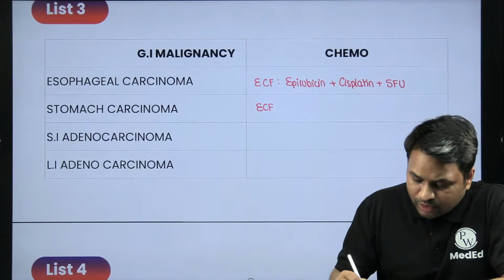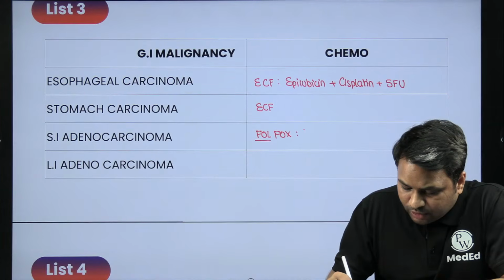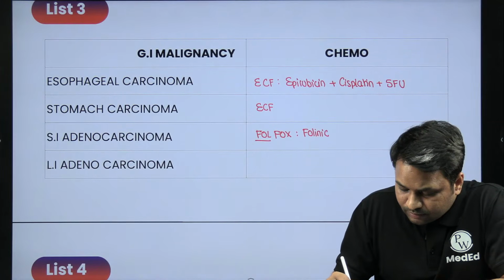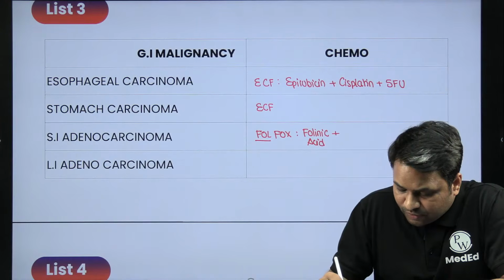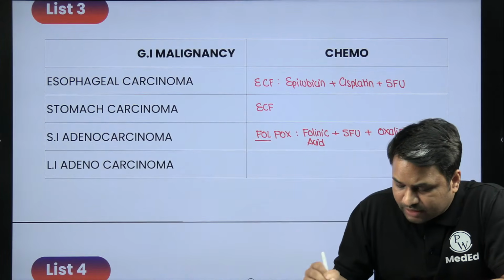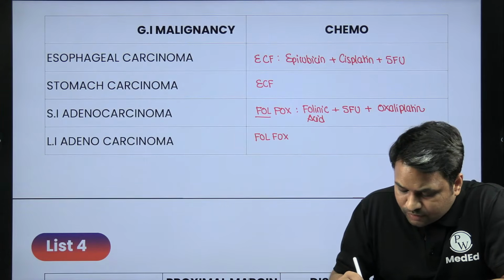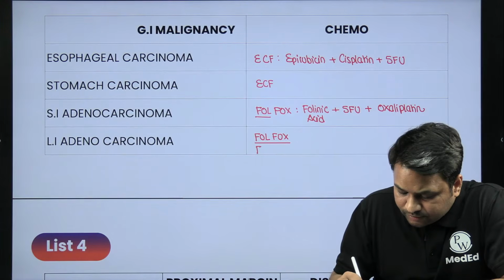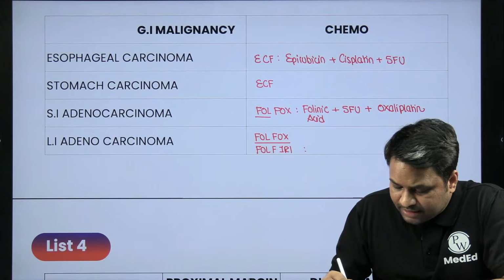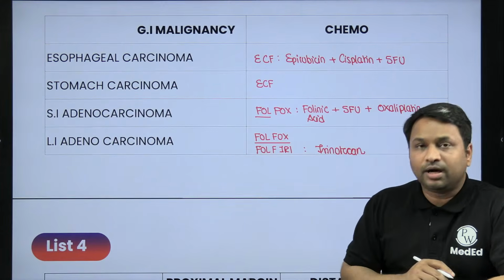For small intestinal adenocarcinoma, we give FOLFOX. In FOLFOX, FOL stands for folinic acid, F stands for 5-fluorouracil, and OX stands for oxaliplatin. For large intestinal adenocarcinoma also, you can give either FOLFOX or FOLFIRI. Here everything is the same, and IRI stands for irinotecan.